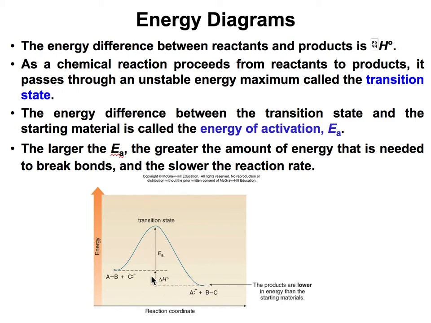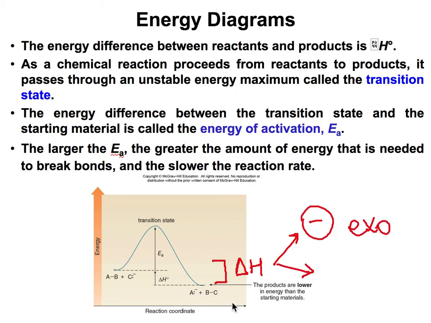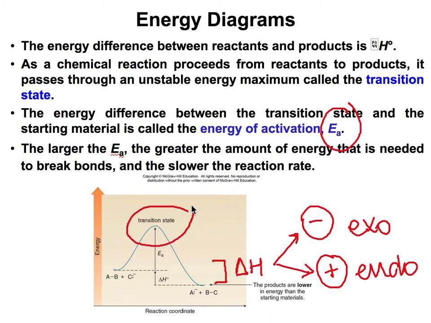The difference between the starting material and the product's energy, in this case, is the delta H. In some cases, that delta H will be a negative value, meaning that the reaction is exothermic, or that value could be positive, and remember that that means it's an endothermic reaction. The energy difference from the starting materials up to this maximum right here is the activation energy, and here at the top we have the transition state.